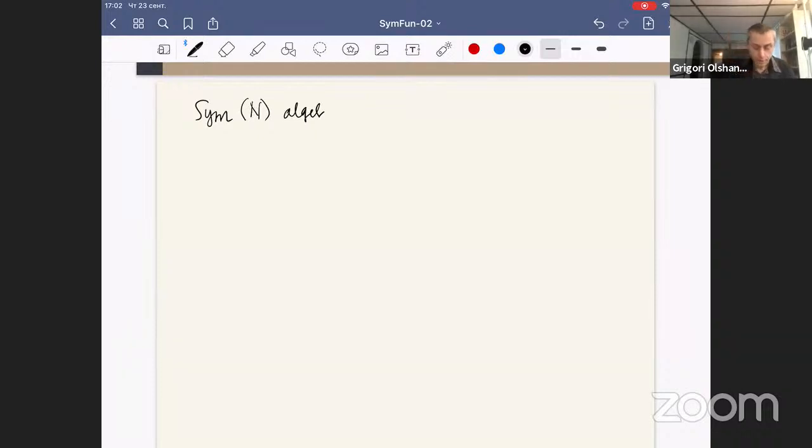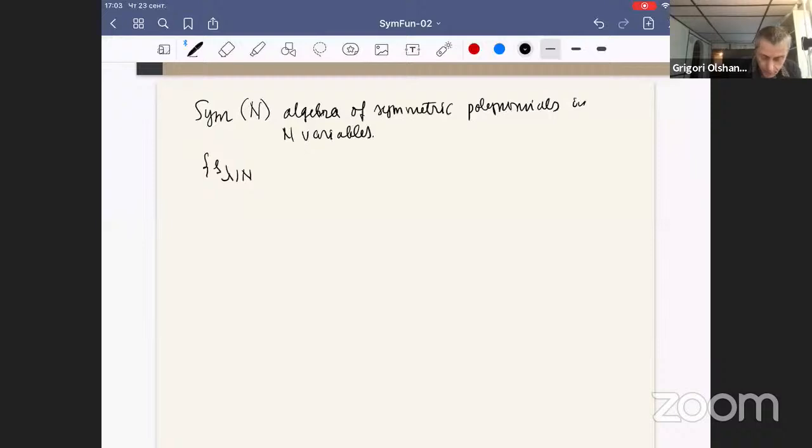Okay, so I repeat. I introduce the algebra of symmetric polynomials in n variables. And it has a basis. I recall the notation. These are the Schur polynomials, which are indexed by Young diagrams, arranging over this set.